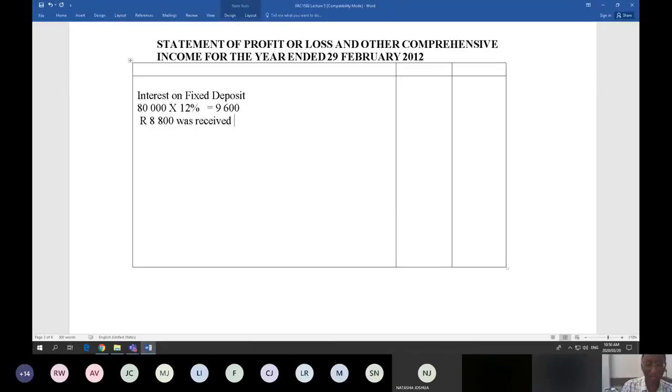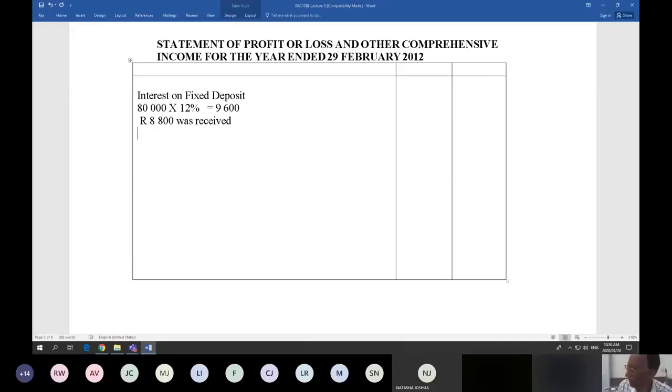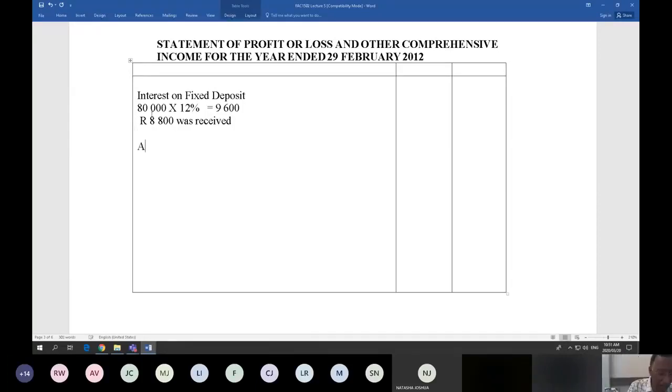That amount is in the trial balance. You are supposed to receive 9,600. You received 8,800 Rand already. So there is still 800 Rand due to you. That 800 Rand that is due to you, we call that 800 Rand now accrued income. That is called accrued income. And remember now, accrued income is an asset in your statement of financial position.